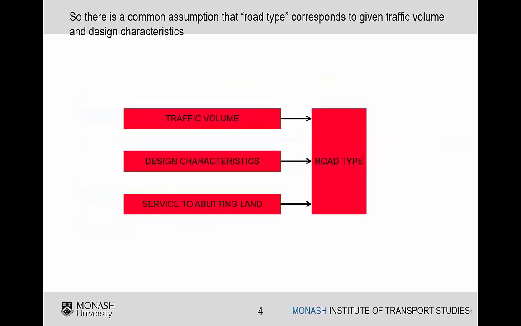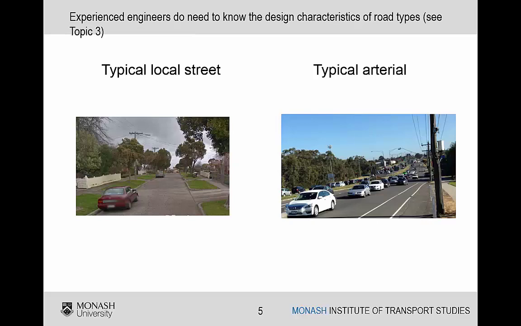But because of this, there's sometimes an assumption that the type of road is an outcome of traffic volume and design. So if you have a road with a given volume, design characteristics, a certain type of service to abutting land, so amount of access, that will tell you what kind of road it is. And certainly you need to understand the design characteristic of road types.